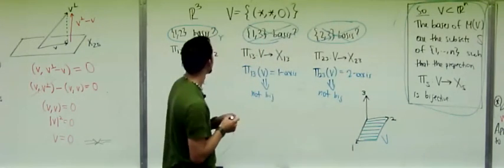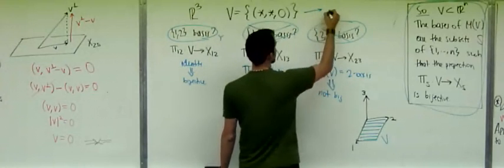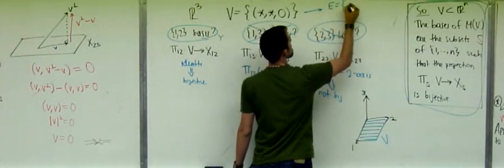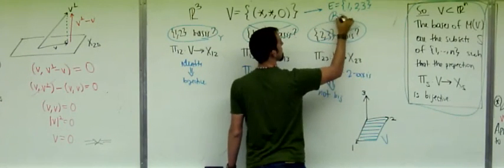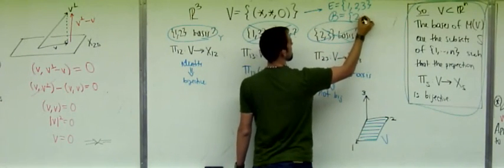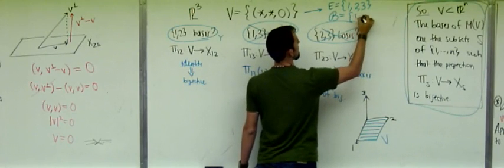Okay? So the matroid that I define here has ground set 1, 2, 3, and it only has one basis, which is 1, 2.